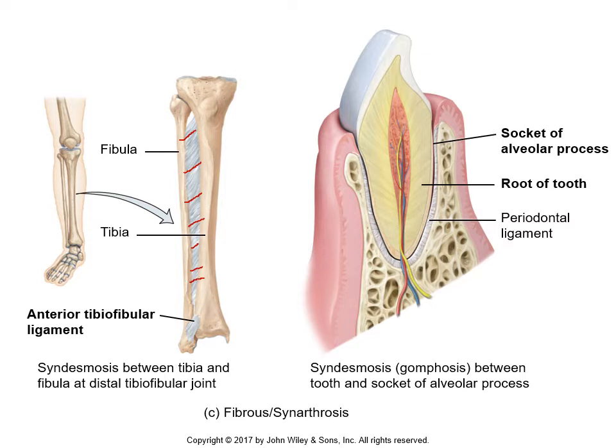You see the same thing between the radius and the ulna of the forearm. Now, one other example: something called a gomphosis. Think of the gums in your mouth. The joint that's created when the teeth insert into the alveolar process is a gomphosis. That's the type of joint which is created.